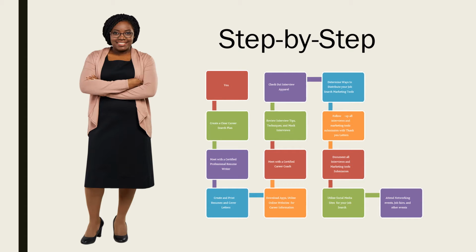Here in the flow chart, you will see where the beginning of the first chart item or the shape, the red one where you see you. Beneath it, you will see where it is recommended that you create a clear career search plan or a clear job search plan. After that, if you have the ability, meet with a certified professional resume writer. They will help you to devise a strategic plan if you do not know how, or unwilling to, or not in the mood to create it yourself.